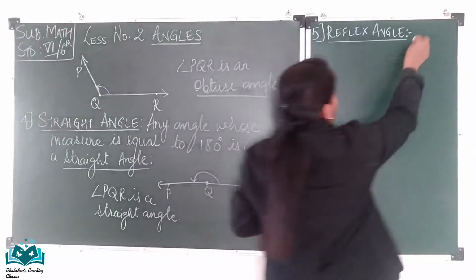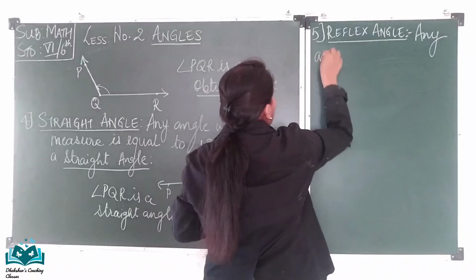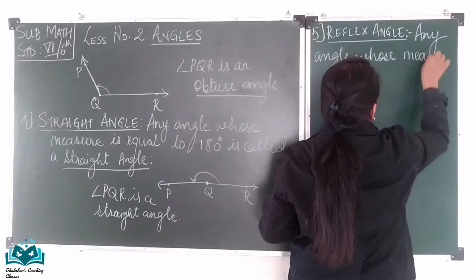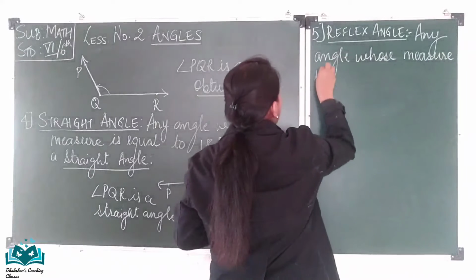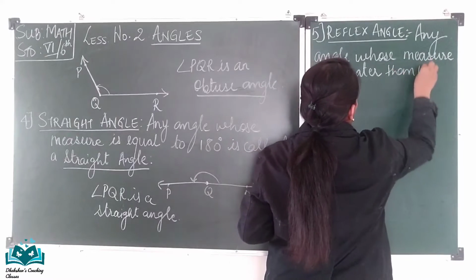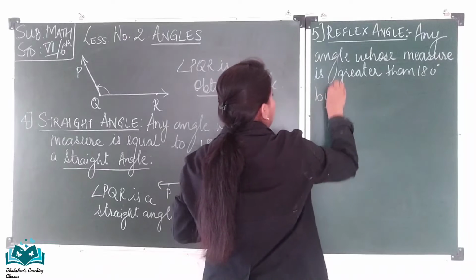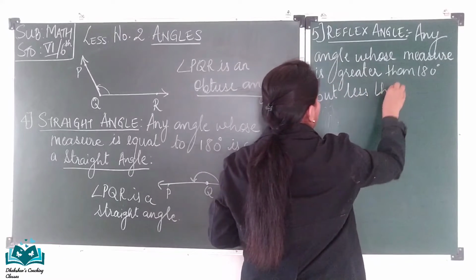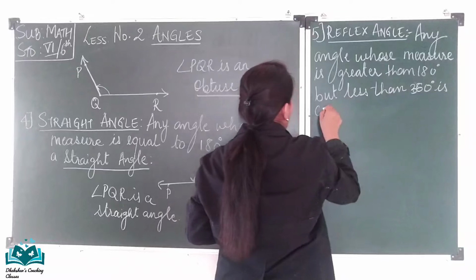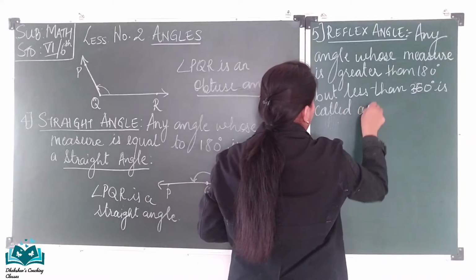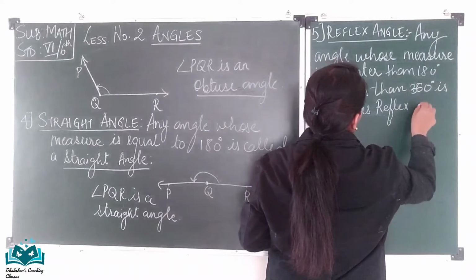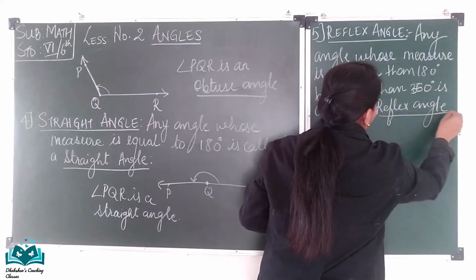Let us quickly define. Any angle whose measure is greater than 180 degree but less than 360 degree is called your reflex angle.